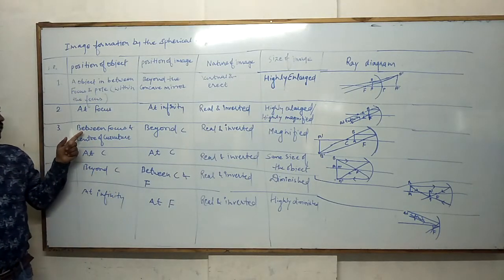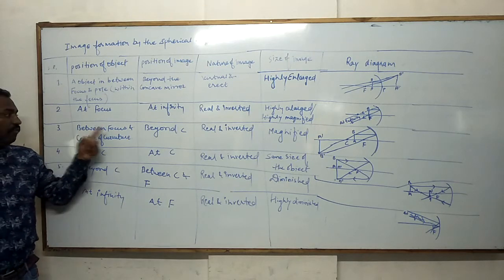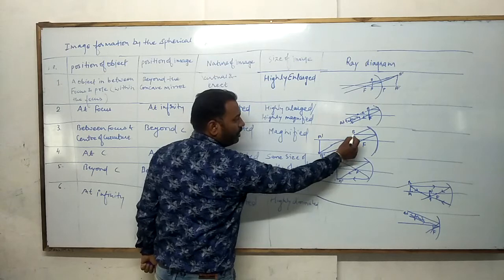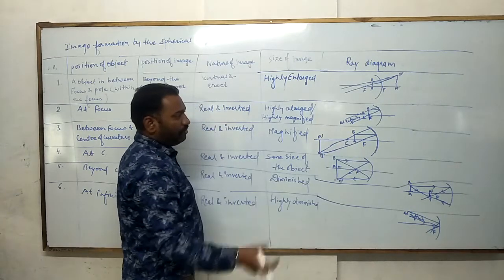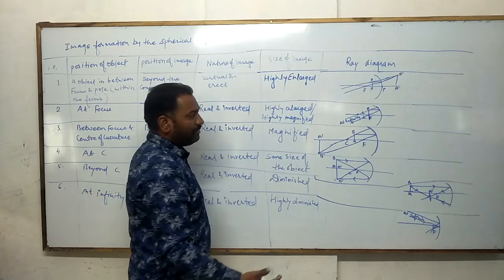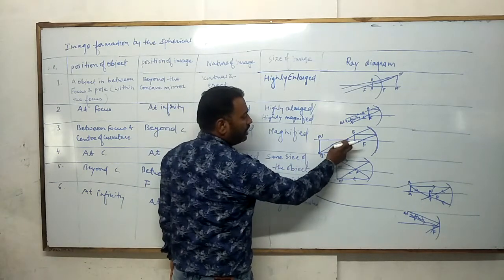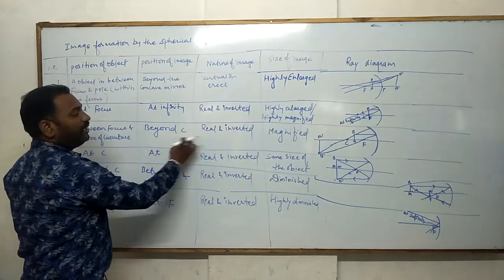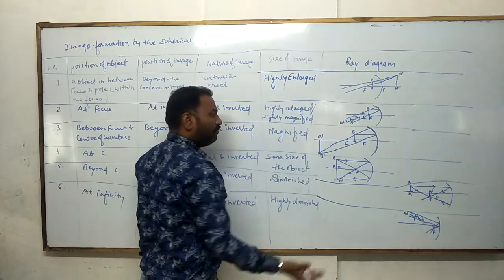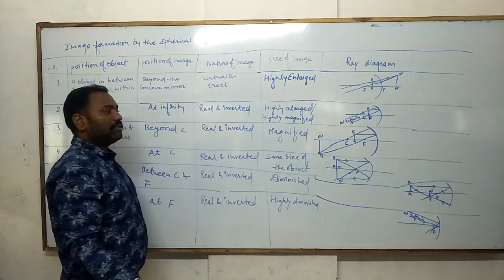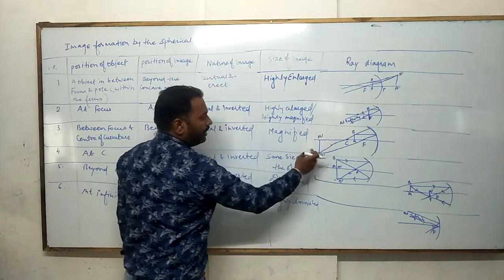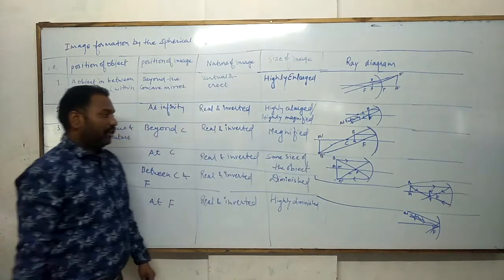Next, if we keep the object between focus and center of curvature, this is the focus and this is the center of curvature. Always keep the object on the upper side of the principal axis, and the image is formed just beyond C. So beyond C, the image is real, inverted and magnified, which means it is somewhat bigger than the size of the object.